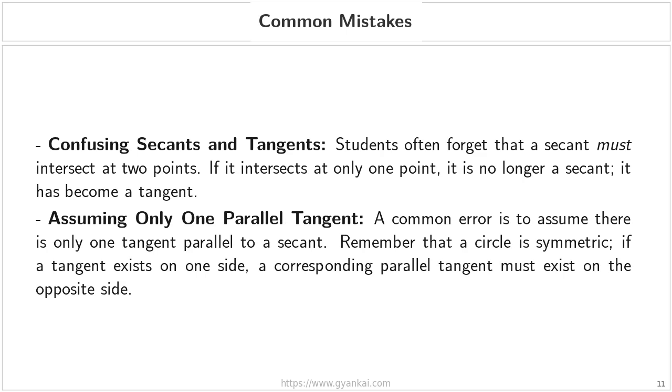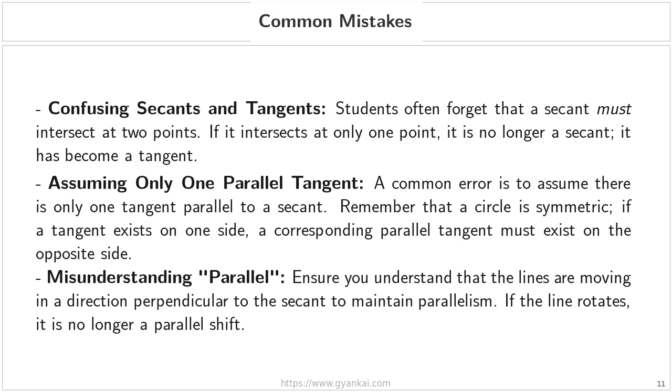Second, watch out for the assumption that there is only one parallel tangent. When we were analyzing the movement of the line, we saw that as we shifted the line away from the center, we reached a tangent on one side. But don't forget the symmetry of the circle. As we noted in our conclusion, if you move the line in the opposite direction, you will inevitably find a second, corresponding tangent on the opposite side of the center. There are always exactly 2.